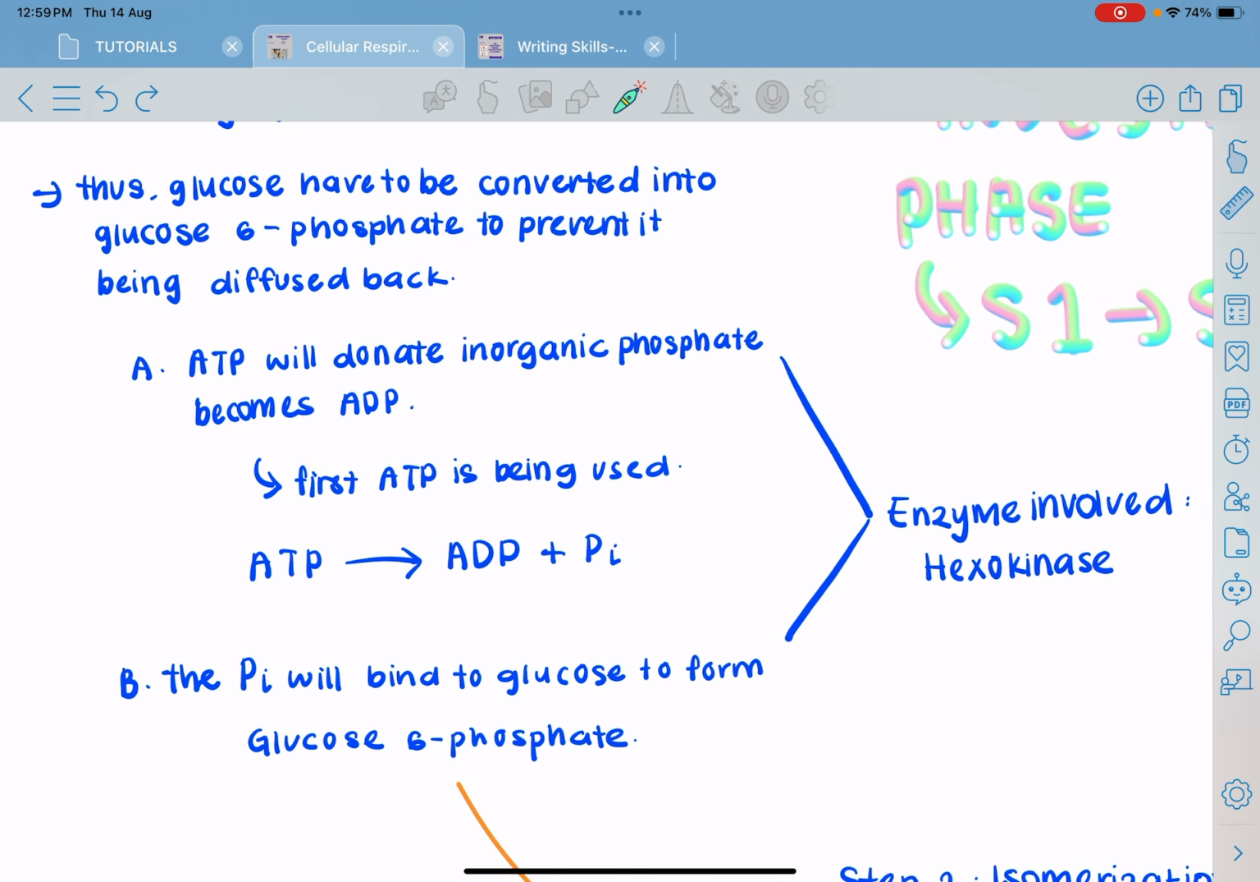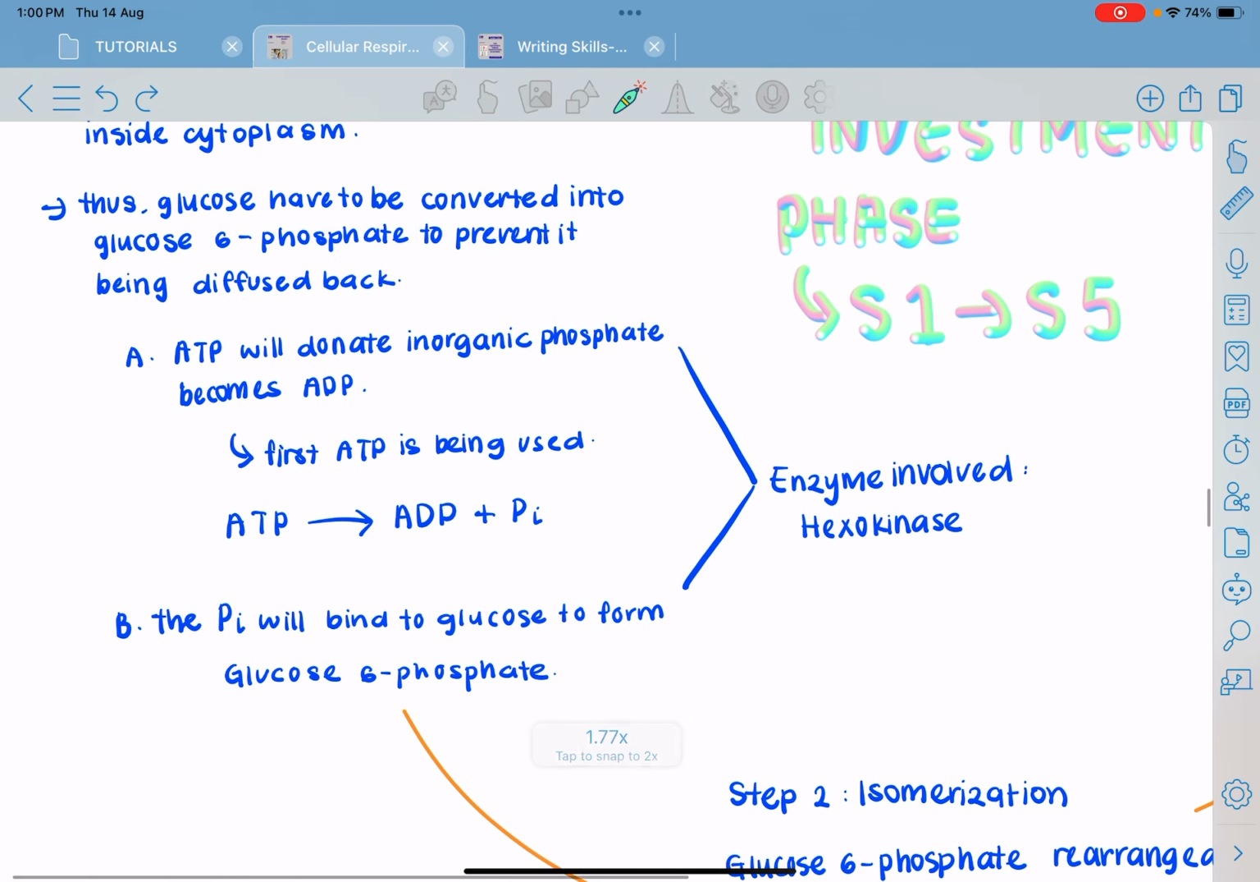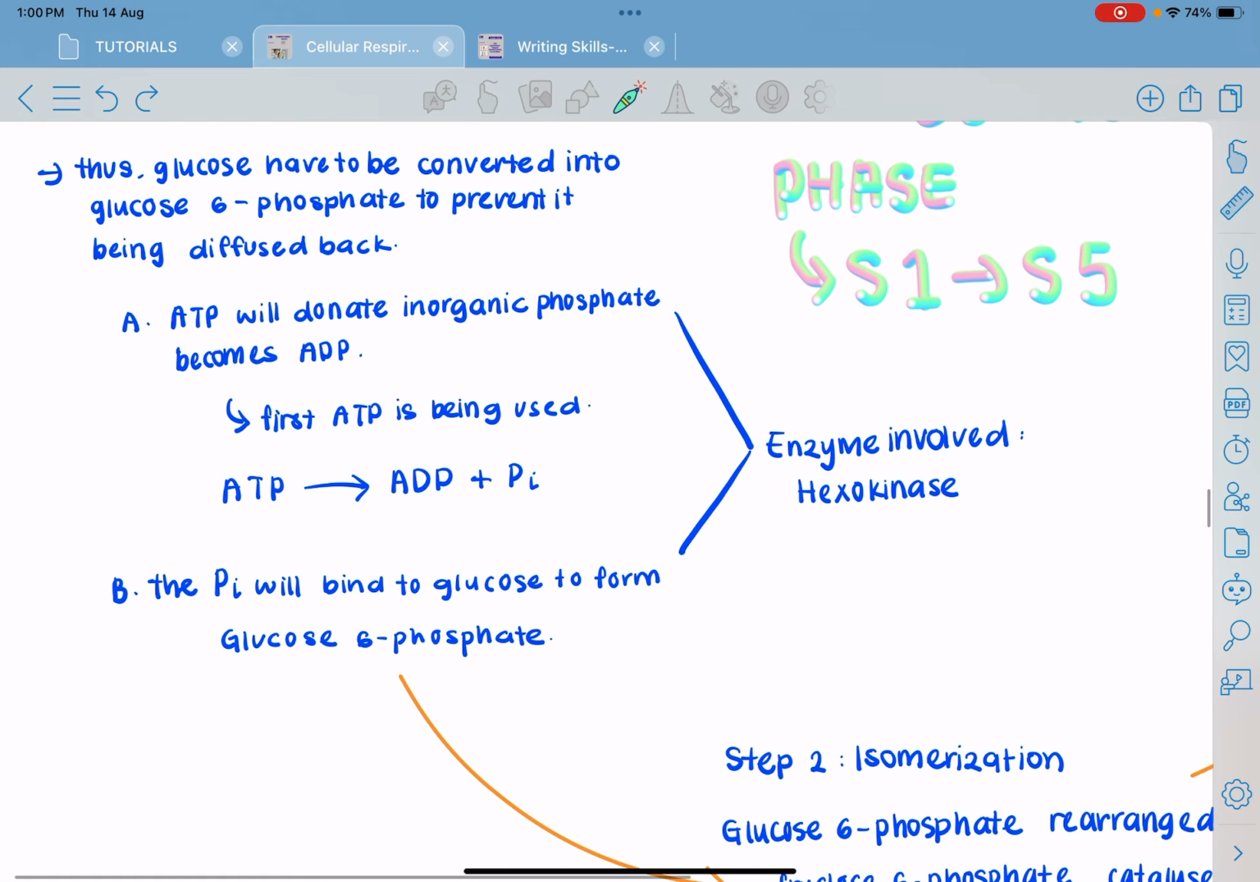So ATP will donate inorganic phosphate to become ADP. Energy is released. So the first ATP is being used. Take note of this, because at the end of step 5, you'll have only 2 ATP used. The enzyme involved in this whole reaction is called hexokinase. This one you have to remember.